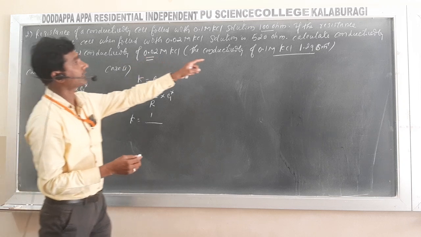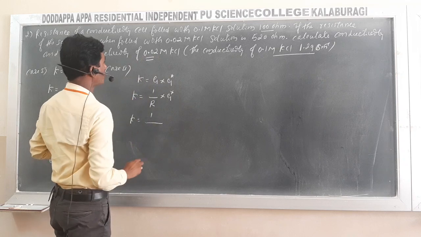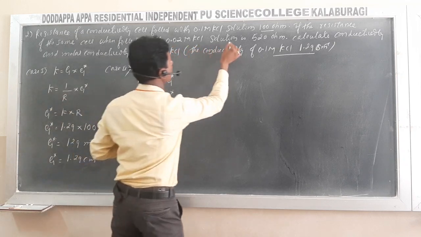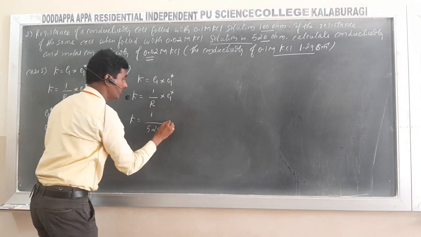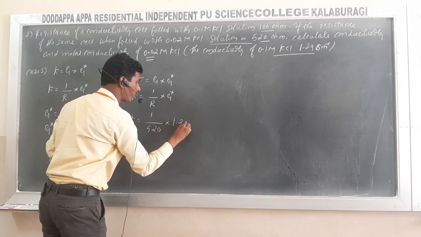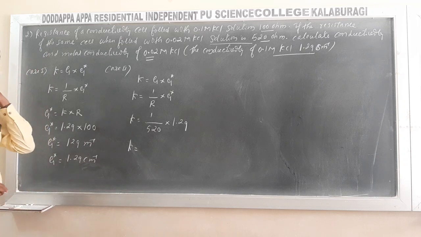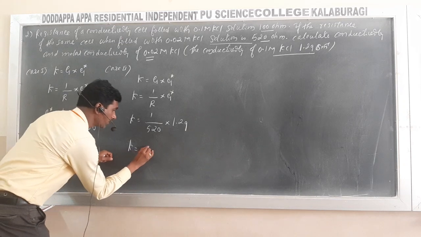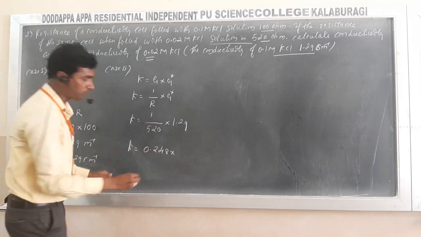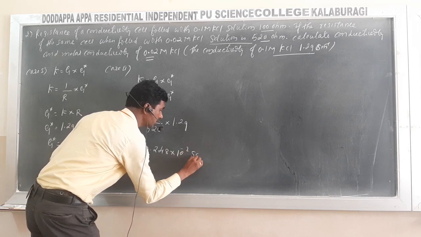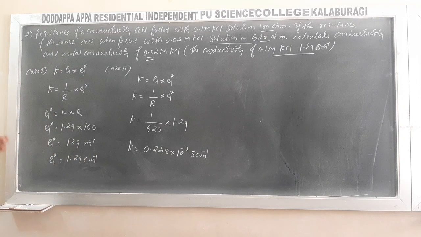Calculate the conductivity and molar conductivity of which concentration? 0.02 M KCl. For the 0.02 M KCl solution, the resistance is 520 ohm, and G star is equal to 1.29. So now the conductivity is 1.29 divided by 520. So we get 0.248 into 10 to the power of minus 2 Siemens per centimeter. So this is case 2.